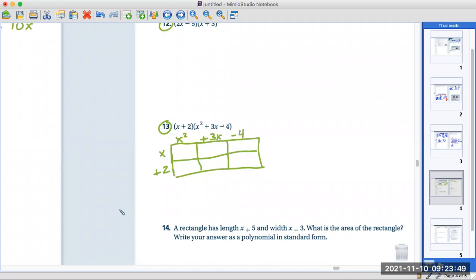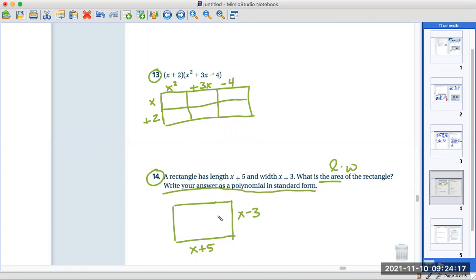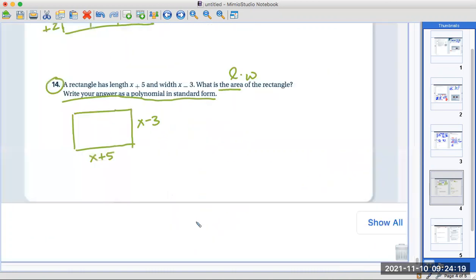Then number 14. See if you can make sense out of that. A rectangle has a length of x plus 5 and a width of x minus 3. What is the area? Area is length times width. So you need to multiply these two. Write your answer as a polynomial in standard form. That's what all of these answers are.